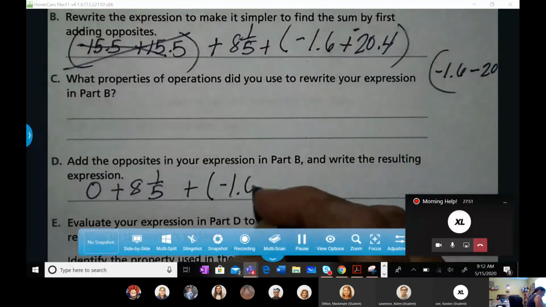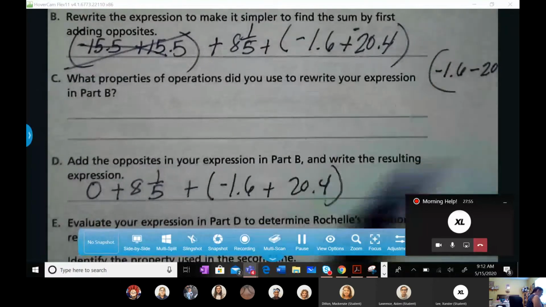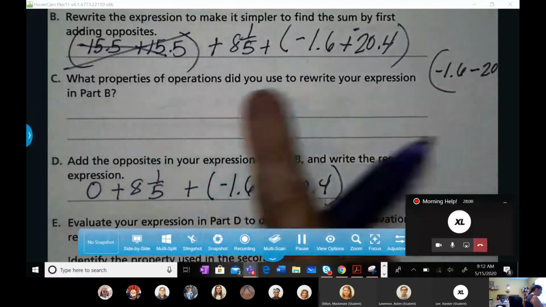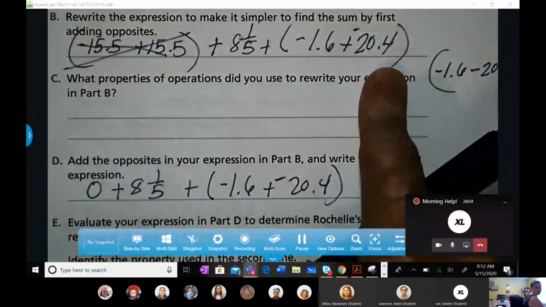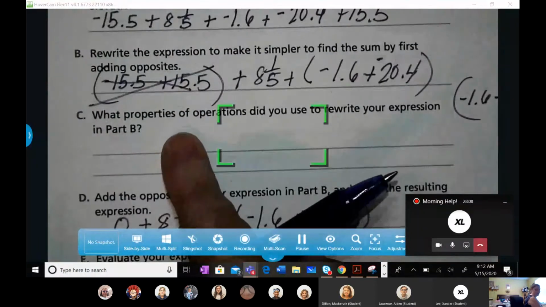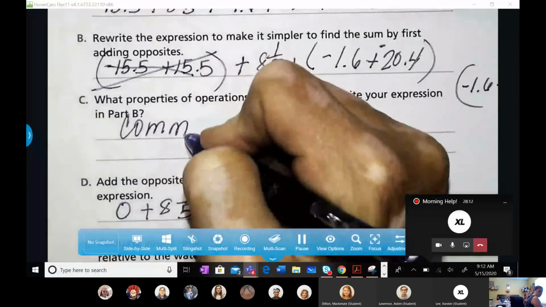So let me, because this one only told me to add the opposite, right? So we're just going to rewrite there. All right, so let's go back up here. So because I rearranged, I know I used parentheses, but the original problem didn't have any parentheses. So that property that we did, basically just rearranging, is the commutative property.